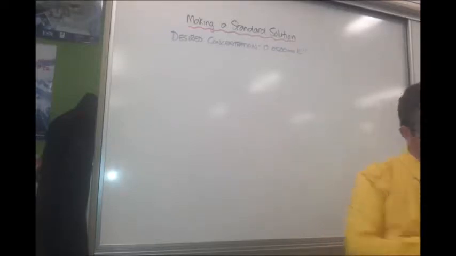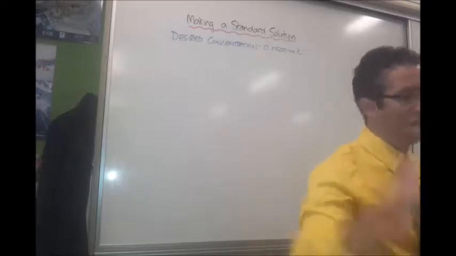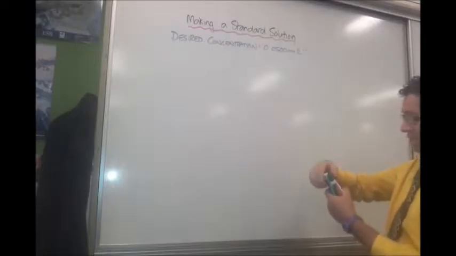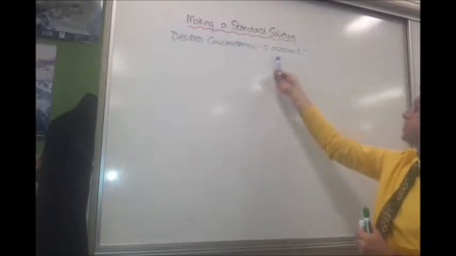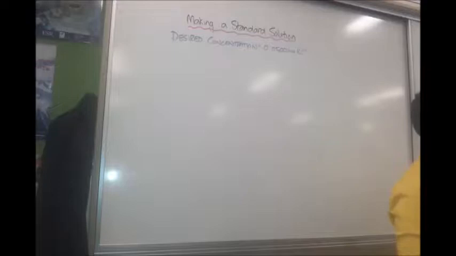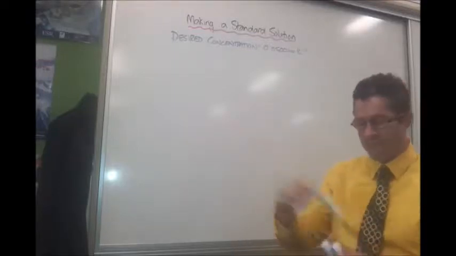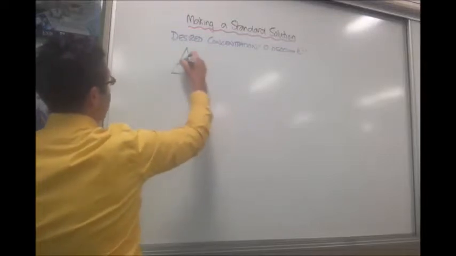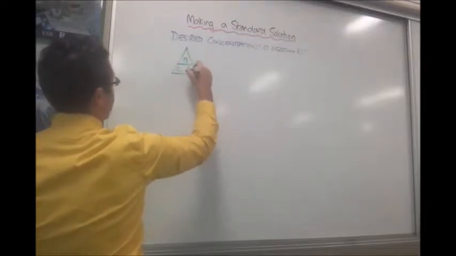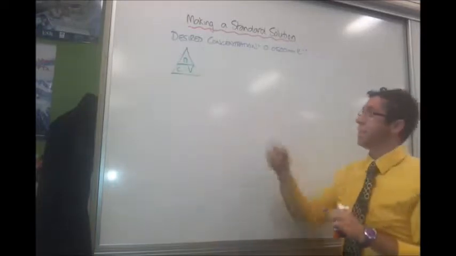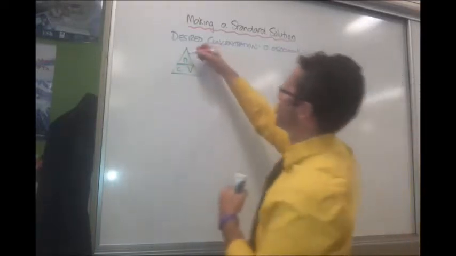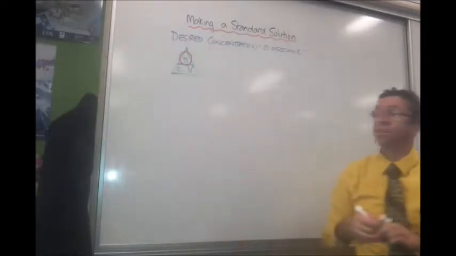moles per litre. So how do I know how much solid to put into this 250 mils? Well, that's what we're going to look at now. If we're looking for it to be this concentration, and I know the volume is going to be 250 mils, then I can use this triangle to work out how many moles I actually need. So C equals n over V. Well, I want to know how much to use, the amount. I want to know this.